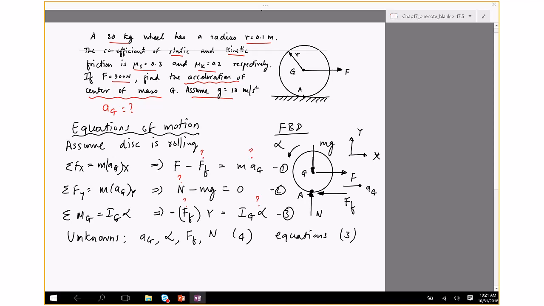So we need a fourth equation to solve this, and that fourth equation does not come from Newton's laws, which are the three equations. It comes from kinematics. If the disk is rolling, then the point A, which is the point of contact, does not move or slip. So AG equals R times alpha.